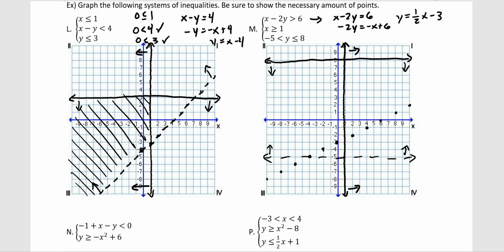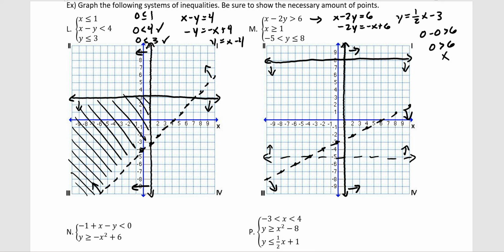Alright, dashed because we have the strictly greater than here. So go ahead and add these dashes to this line. Try my best to make it look good. There we go. Okay, and if I plug in 0, I get 0 minus 0 is greater than 6. Is 0 greater than 6? No, it is not. 0 is less than 6. So that means I will be shading this line away from 0, 0.